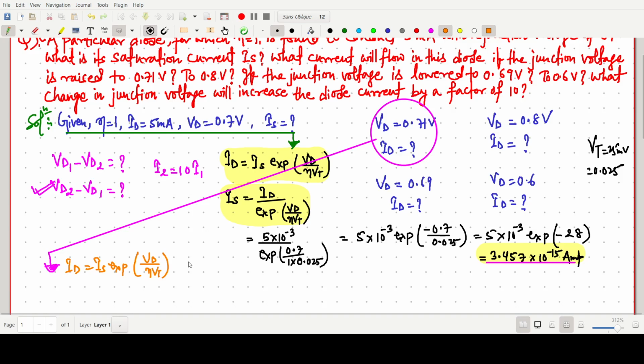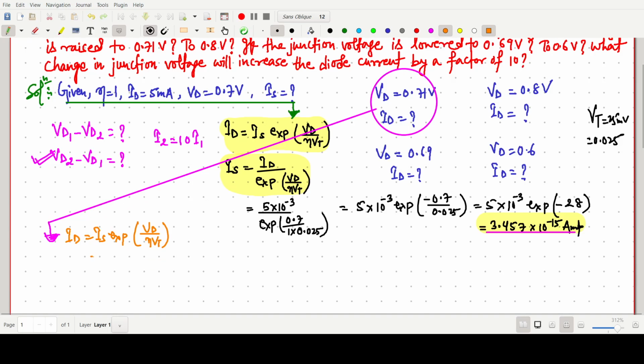Okay, then after, what we are doing here: IS is now known to us, so simply we have to write 3.46 into 10 to the power minus 15 exp Vd. Vd is given as 0.71, eta is 1, so 1 into 0.025. Okay, so this one is the thing. So if we solve 3.46 into 10 to the power minus 15 exp 0.71 by 0.025, this will be around 28.4.